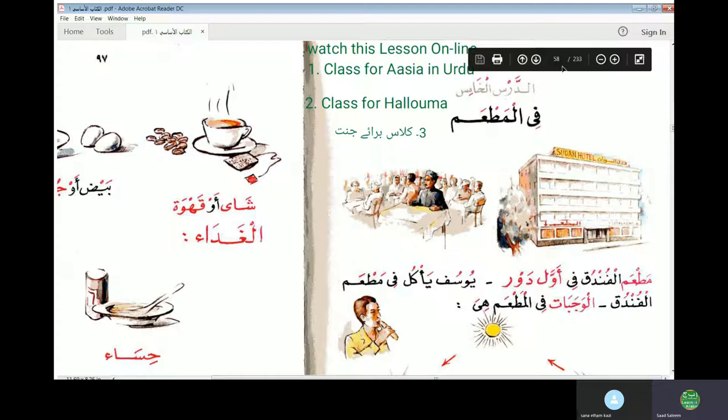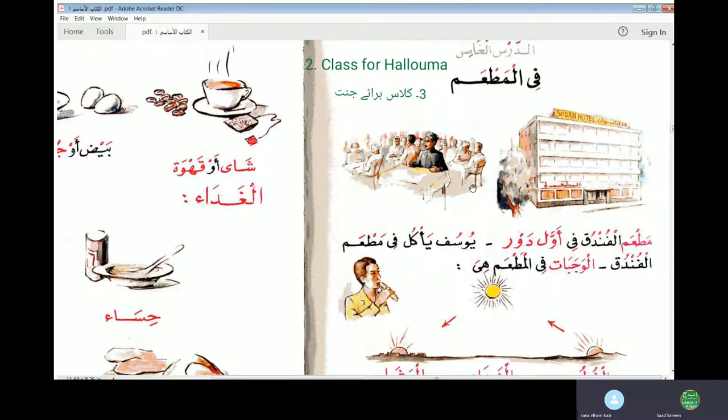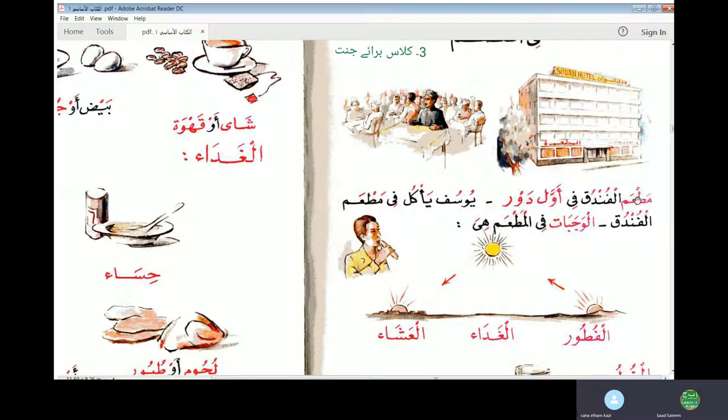Next, Dars al Khamis. Fifth lesson. Fil Mat'am, in the restaurant. Mat'am al Funduki. Fi Awwali Dawrin. The restaurant in the hotel, or the hotel restaurant, is on the first floor.